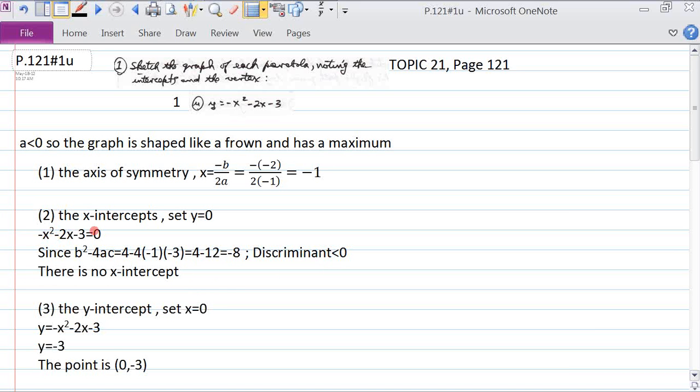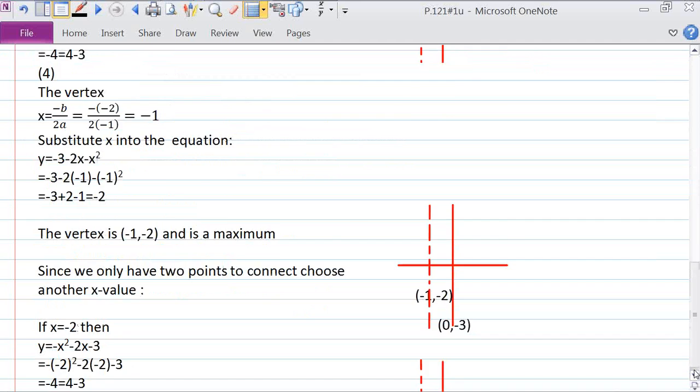What I'm really saying is you can't factor this. There's no way you'll be able to factor this, and you should always check the value of the discriminant, b squared minus 4ac. As I said, b squared is 4. The -1 and the -3 become +3, and then when you multiply that by -4, you get -12. So 4 minus 12 is -8. There's no x-intercept for this equation.